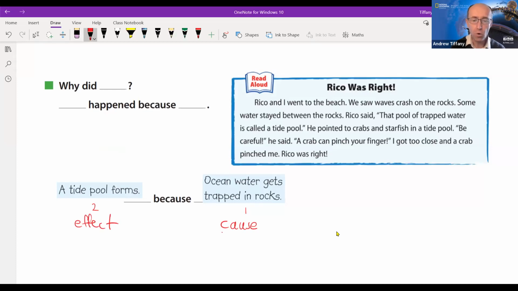Now look at this. We've got cause and because, so you can see these two go together this way: effect, because, cause. So the ocean water gets trapped in the rocks is the cause and the effect is what happens. If you look at the little piece of reading here, can you see another cause and effect? Can you see something happened because of something else? Can you see another one? Pinched finger. Okay, so we've got a pinched finger.